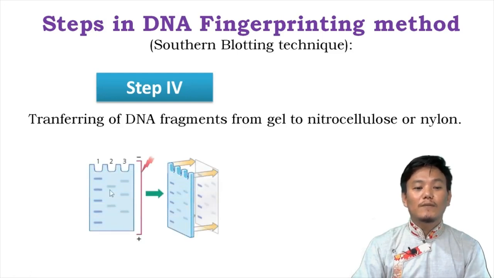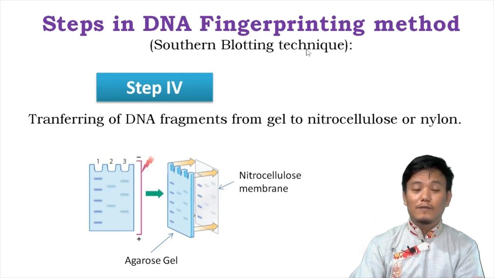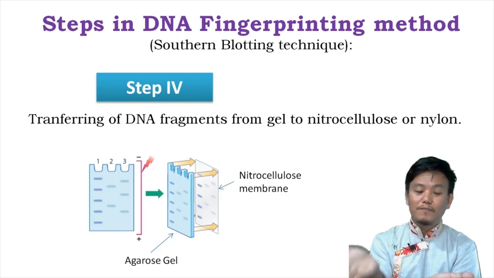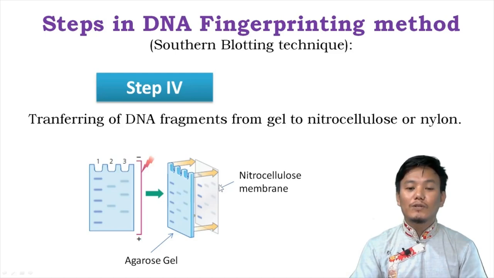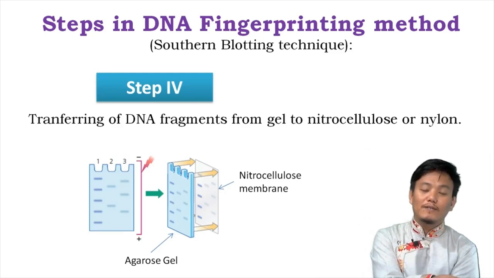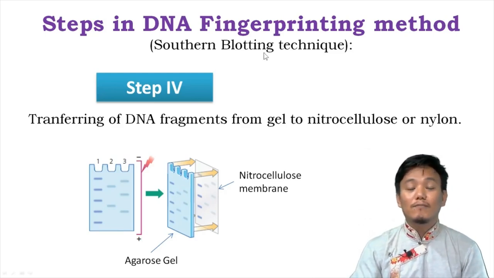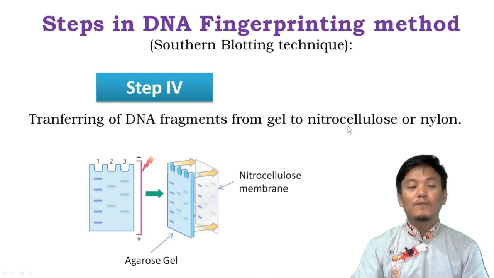So how do we do that? From this agarose gel, on which the DNA has been separated according to its fragment length, we just transfer it to the nitrocellulose membrane, just like blotting. That is why it is called Southern blotting. When we have ink and we put a blotting paper over it, what happens? The ink gets transferred to the blotting paper. Just like that, if we put nitrocellulose membrane over the agarose gel, the DNA will get transferred to the nitrocellulose membrane. That is why it is called the Southern blotting technique. So the word blotting makes sense here. Now the DNA has been transferred to the nitrocellulose membrane or the nylon membrane in step 4.